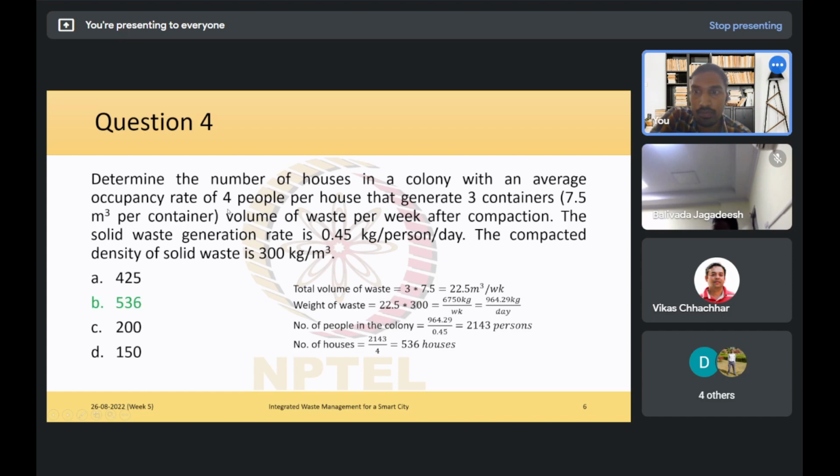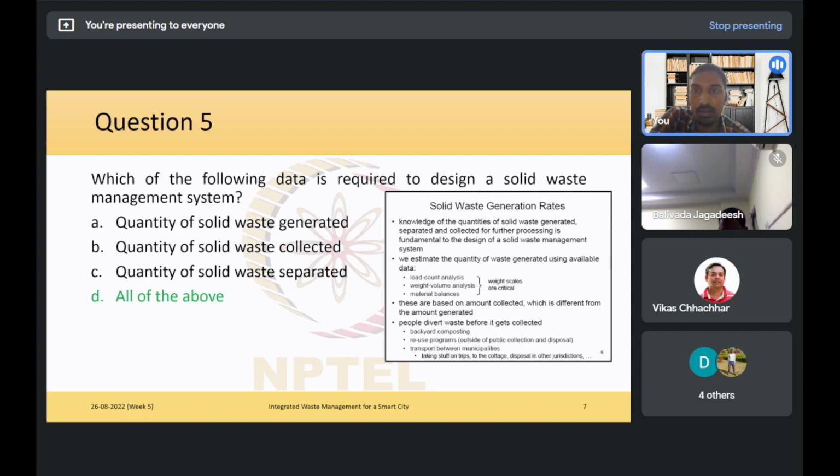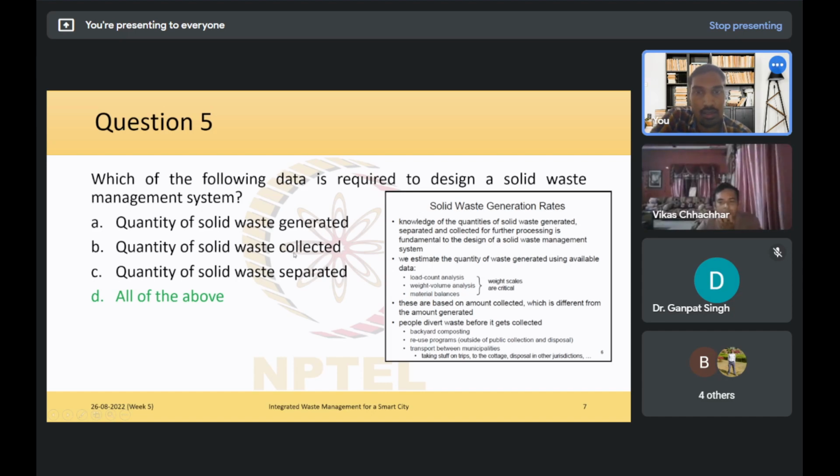Question 4 we saw. Question 5 is which data is needed to design a good solid waste management system. We actually need data on all three: how much is generated, how much is collected, and how much is separated, because these three impact different aspects. How much is separated will tell us how much we can go for recycling, or incineration, waste to energy, and so on. How much is collected will tell us how to design our collection and transportation system. So we need a good understanding of all these three aspects.